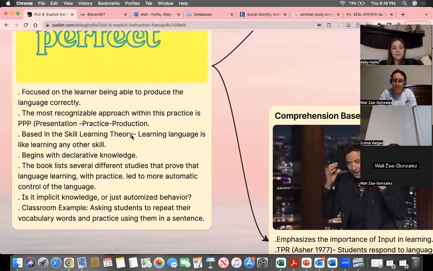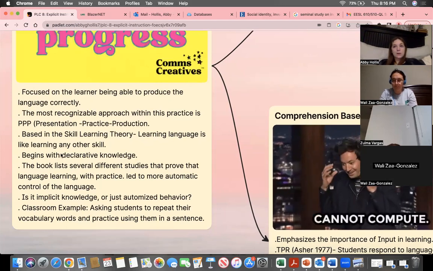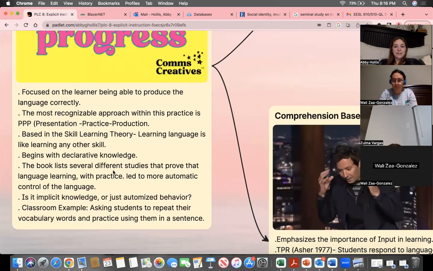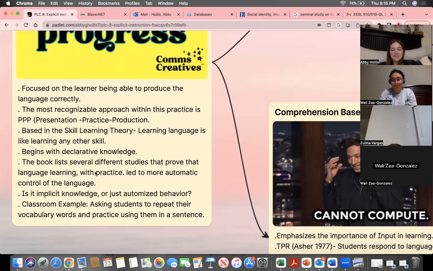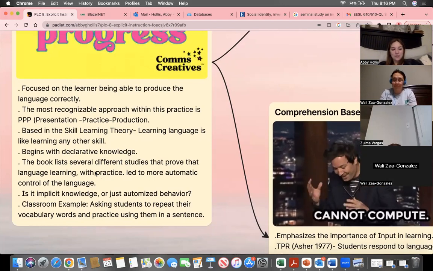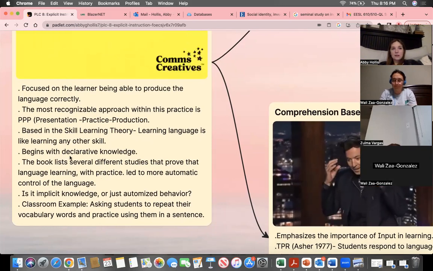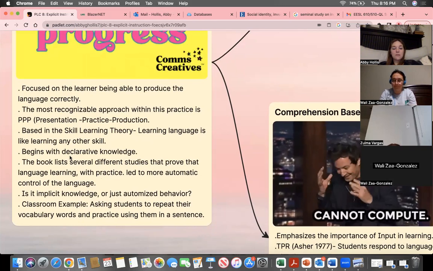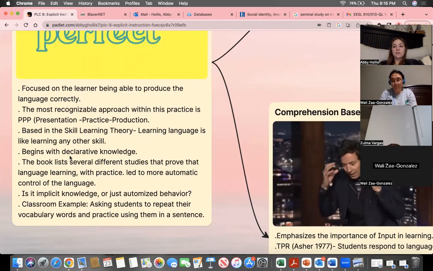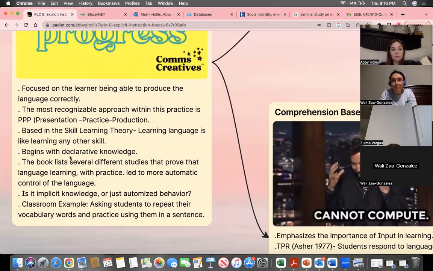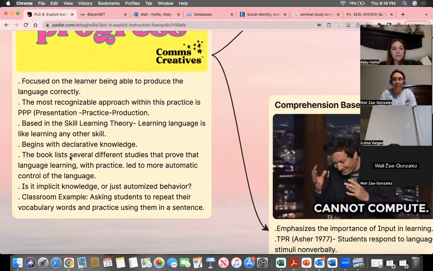And it's based in the skill learning theory that learning a language is like learning any other skill. Partially I agree, partially I do not agree. That would take a long time for me to pick apart. But I do think that some of it is just learning, just like we learn anything else. And then it begins with declarative knowledge, and I agree with that as well. I think we focus on the lexical first. We focus on all the semantic terms like the words, and we start with learning words and vocabulary, and then we later transition into the grammatical knowledge of things.